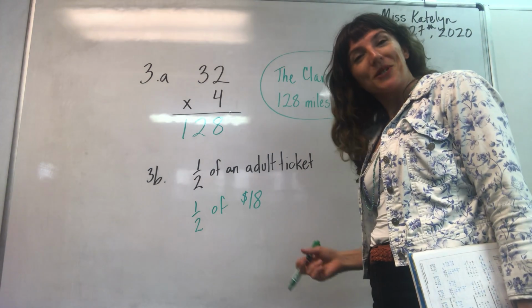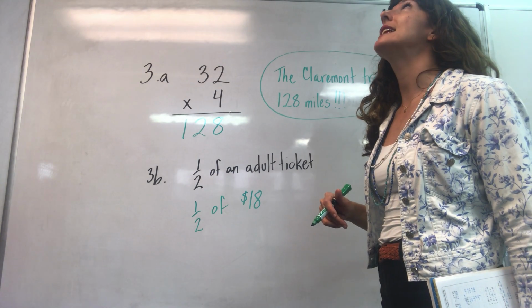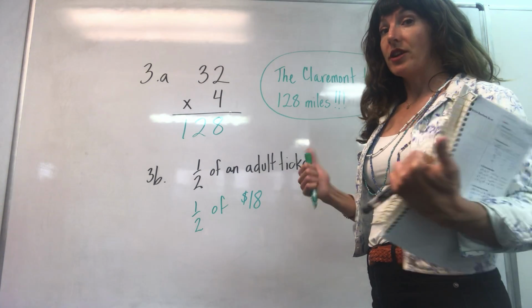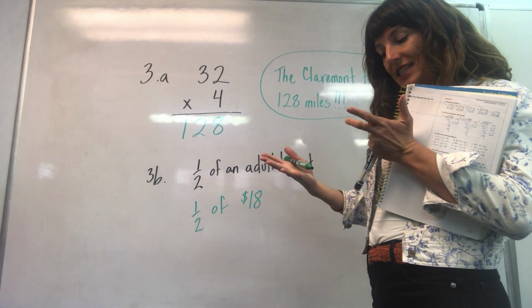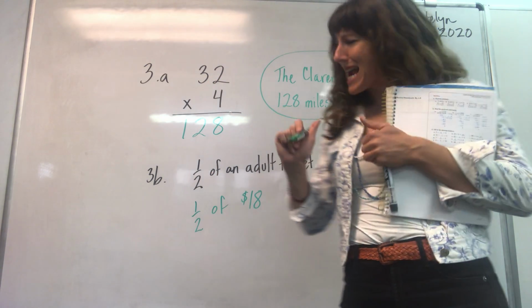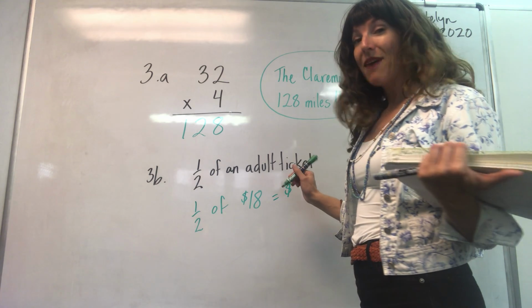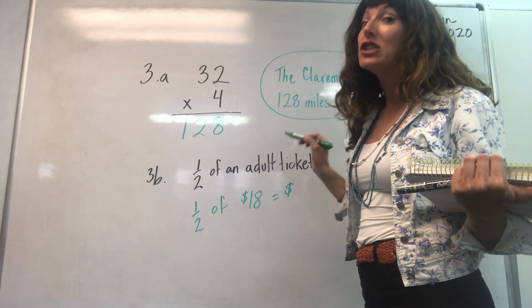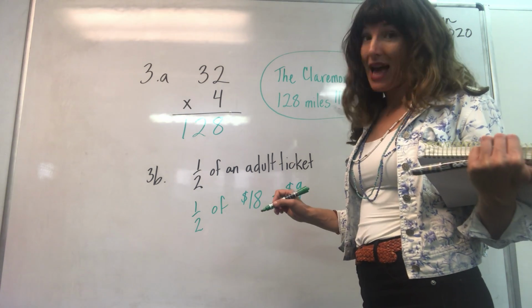I hope you know your 2 times tables. 2, 4, 6, 8, 10, 12, 14, 16, 18. All right, if you can do it on your hands: 2, 4, 6, 8, 10, 12, 14, 16, 18. How many fingers do I have up? That's 9. 1/2 of $18 is $9. You start with money, you need to end with money.